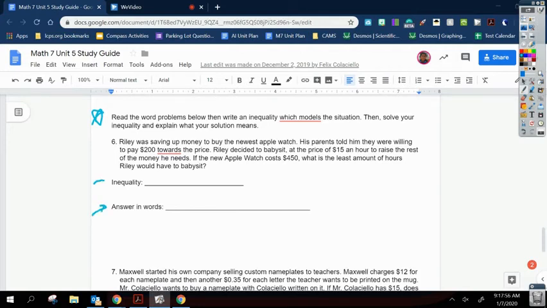Some of you guys like to take this and then translate it. That's not what we're asking you to do. We're asking you to solve it and then talk about what your answer actually means. So let's do question 6.